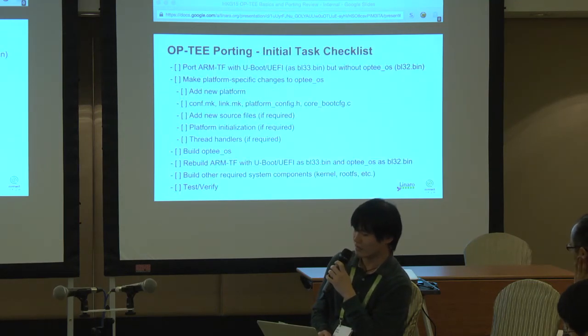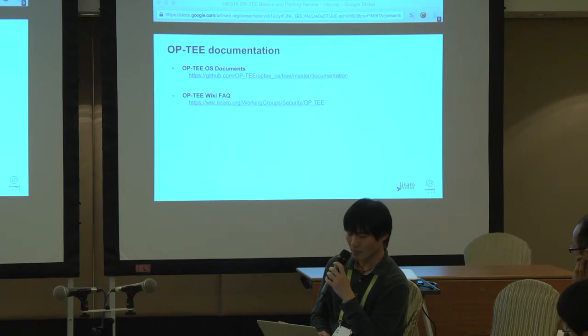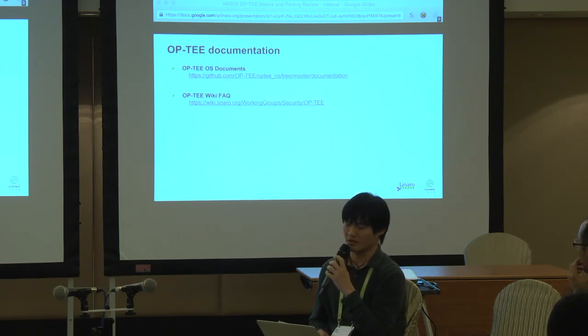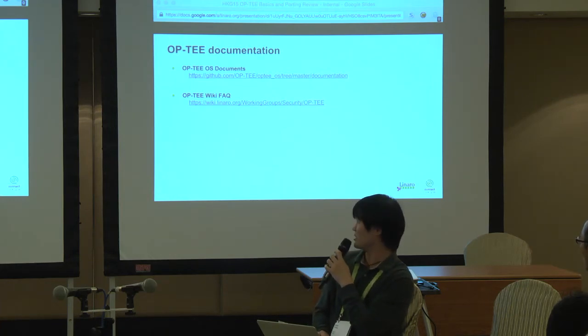So as a summary, I listed all the basic steps required for porting OPTEE into a checklist here. The main task will be to port ARM Trusted Firmware without OPTEE and make OPTEE platform-specific changes. You build OPTEE, rebuild ARM Trusted Firmware with OPTEE, and then build all the other required components like your kernel and your root file system, flash the images, and then you just test and verify. So we've gone through the details of porting OPTEE to a new platform, and as a summary today, we've also gone through the basic security building blocks, secure boot, and an introduction to trusted applications. If you need more information, you can visit the URLs here.